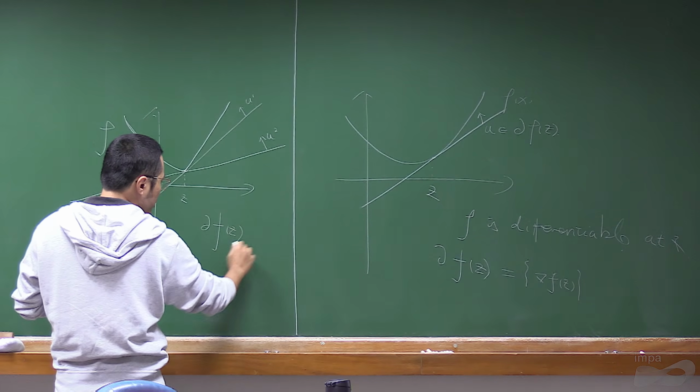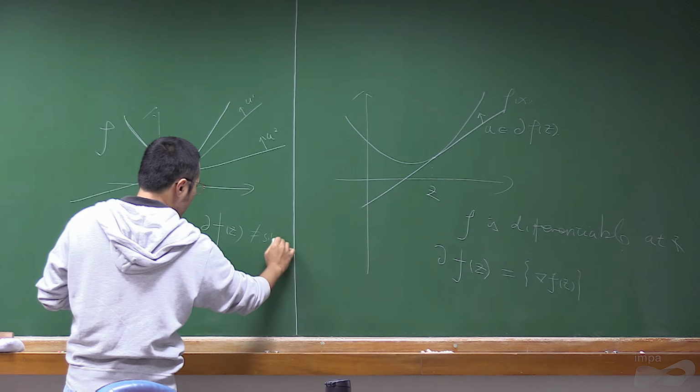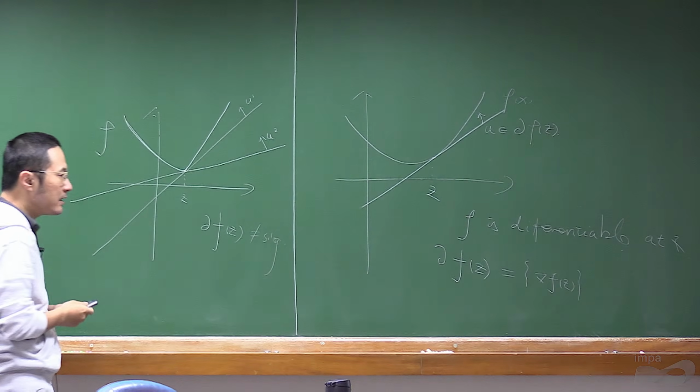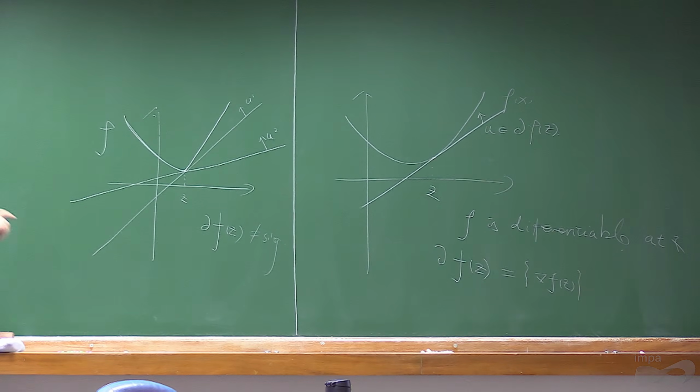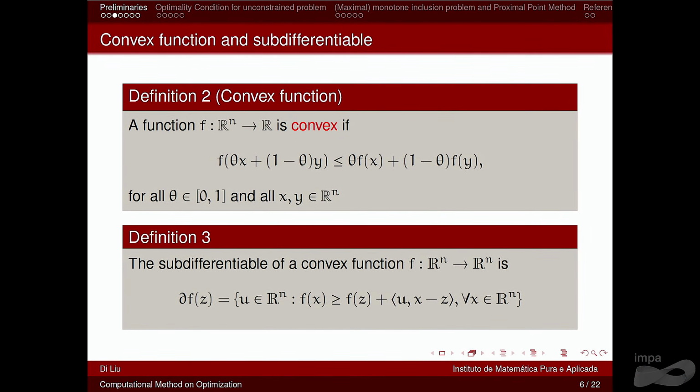its subdifferential is not a singleton anymore. It's not a singleton anymore. Okay, this is what we will use in today's class. Okay, we need to be a little careful. Here, the function is single valued. Okay, but the subdifferential may not be single valued. Okay, sorry, it should be not single valued because it might be a set valued mapping.